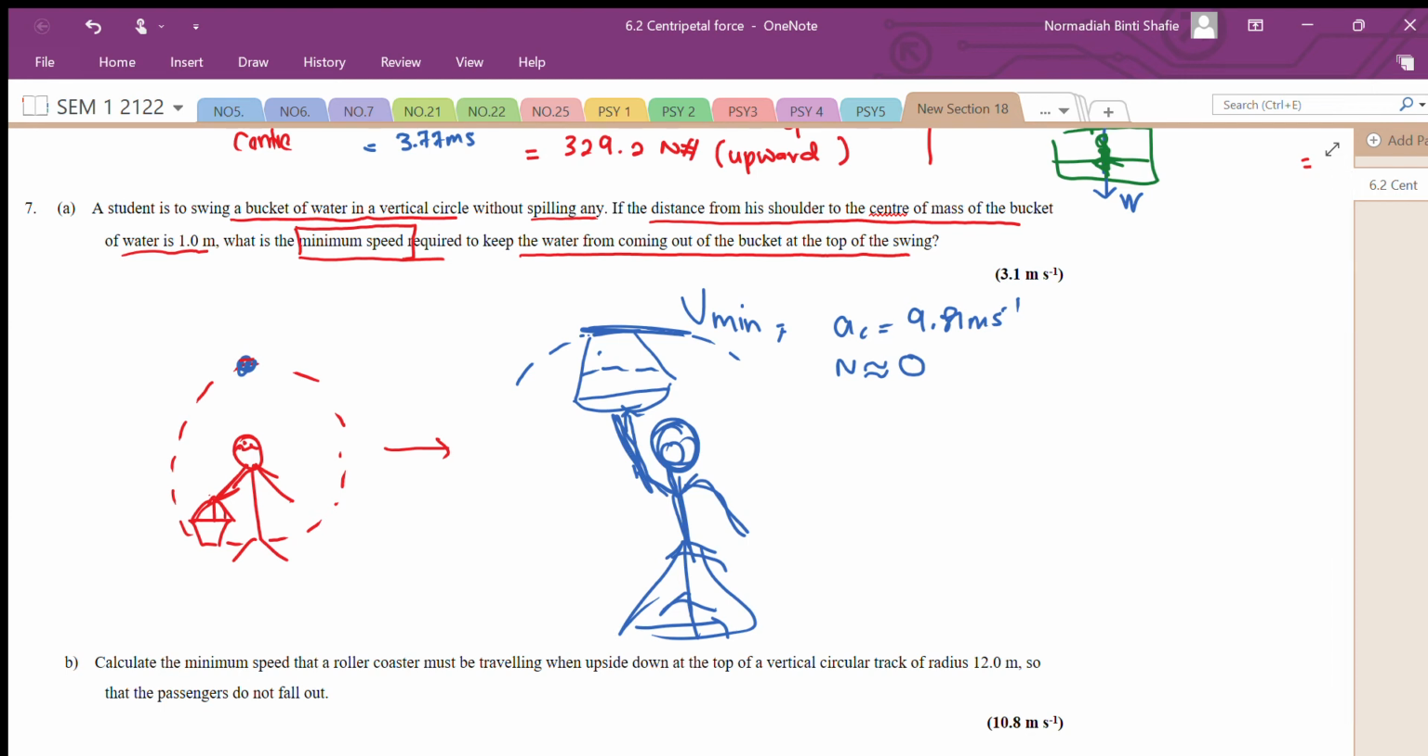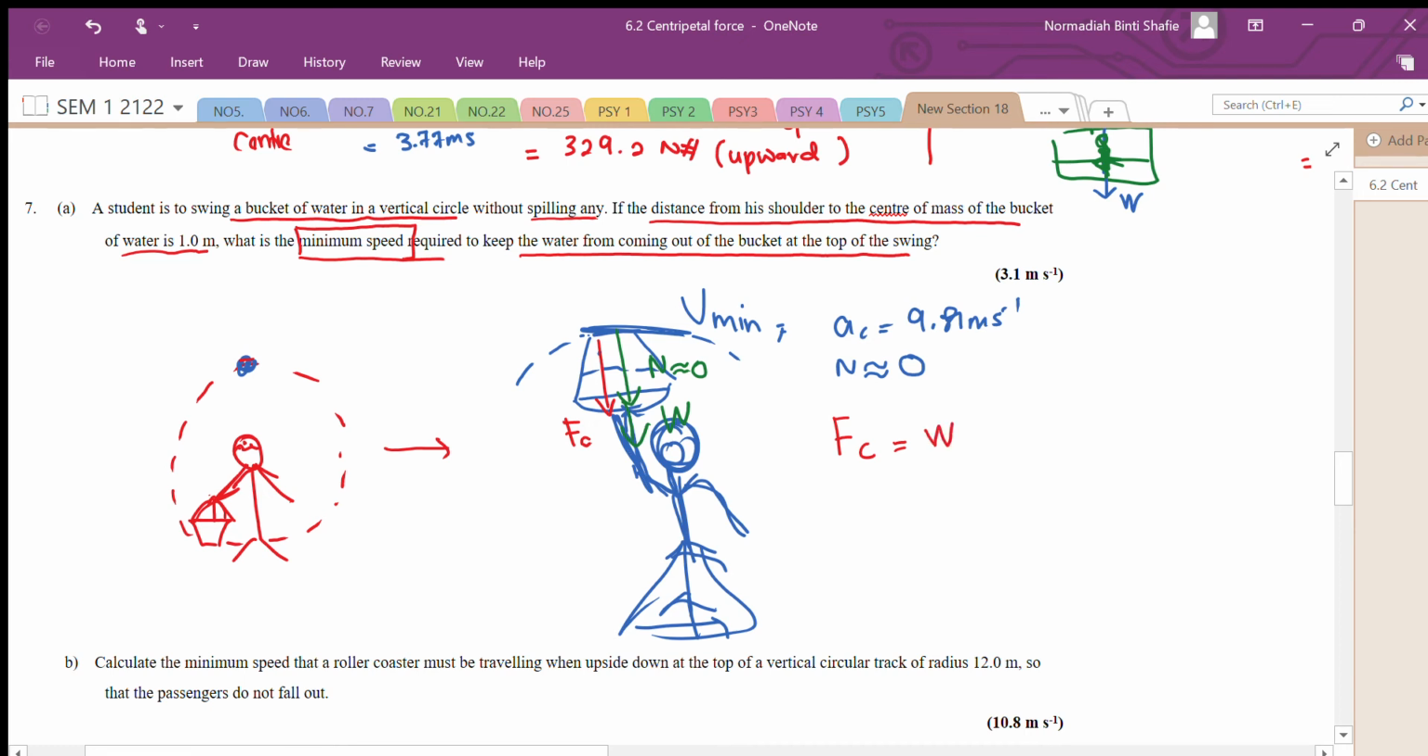Okay, so apa yang perlu kita buat di sini, kita kena tentukan daya. So daya apa yang ada di sini? Of course kita ada N, okay, dan juga kita ada weight. Okay, alright. So in this case kita punya normal force equals to 0. So kat sini kita hanya ambil weight sahaja. Okay. And then kita ada centripetal force, okay, which is net force. As a result, kita boleh tulis FC kita equals to W.